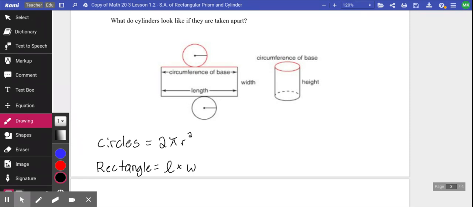So if we're thinking length times width, for these cylinders, we would actually say circumference times the height of that cylinder. Circumference being around the circle. And so all these questions are going to have to give you around that circle.